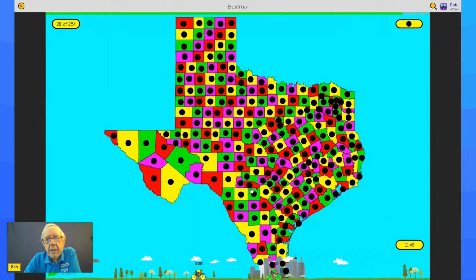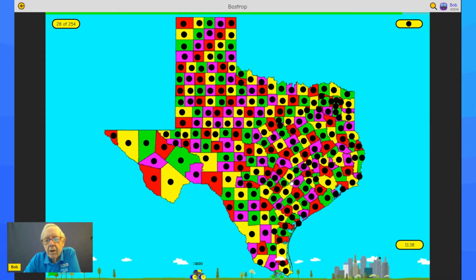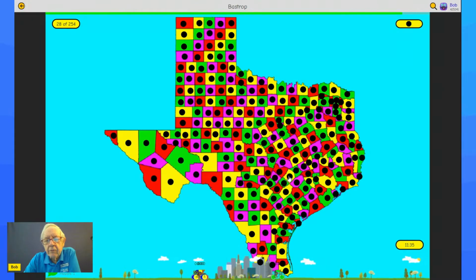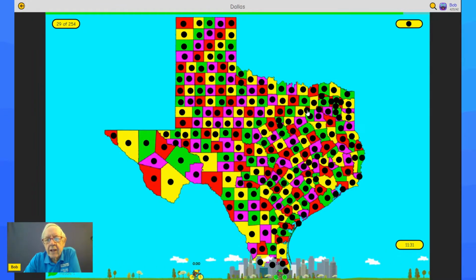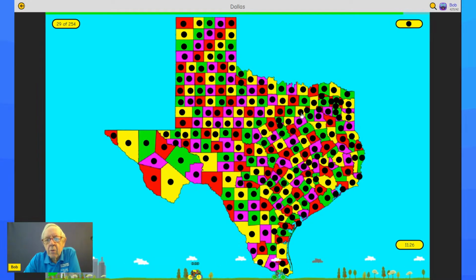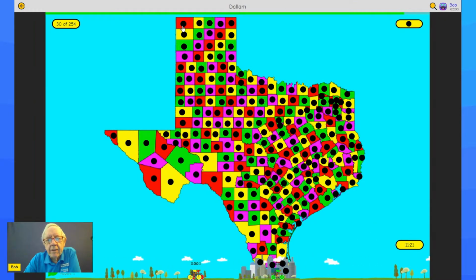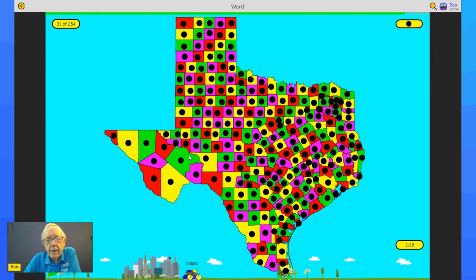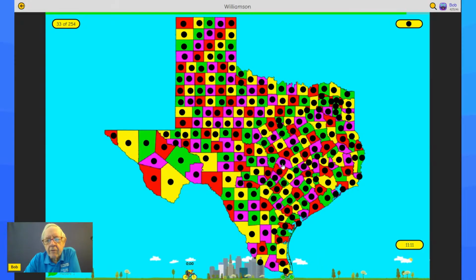Bastrop, Bandera, Bastrop. Where is Bastrop? Right above Fayette. I think this is Bastrop. It is. Dallas. Dallas, I worked in Dallas. I lived in Collin County, worked in Dallas County. Dallam, top left in the Panhandle. Purple one down here. Potter, the third one down. Williamson is right above Travis.